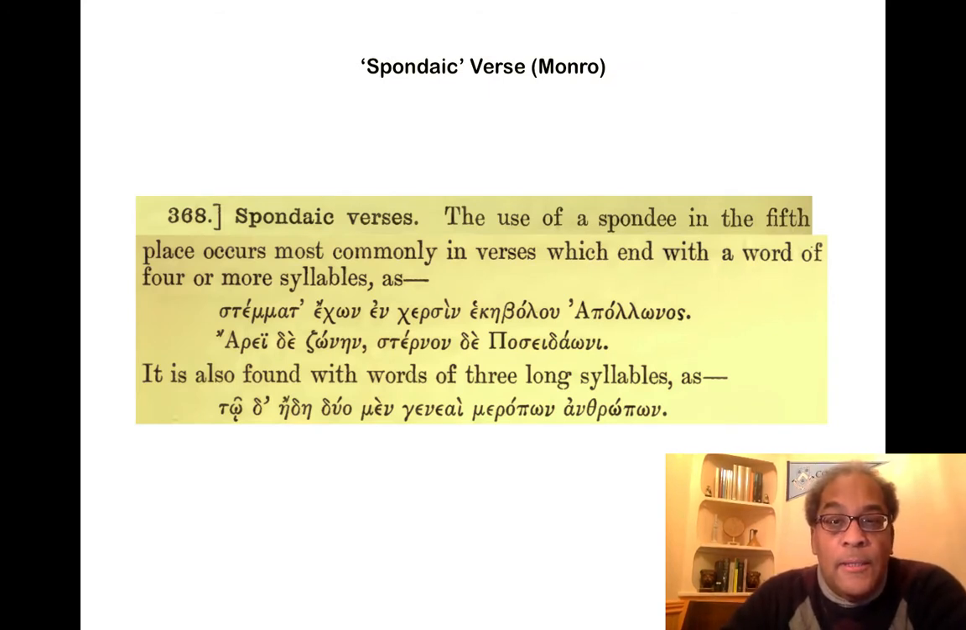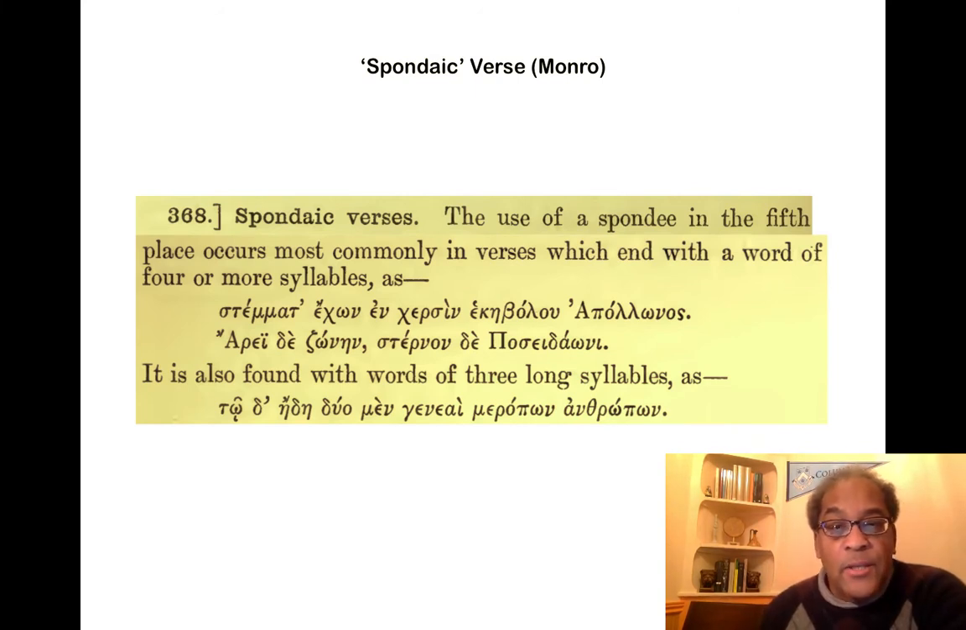Monro describes them this way. The use of a spondee in the fifth place occurs most commonly in verses which end with a word of 4 or more syllables, as in "Stematekon en kesen, hekebolu Apollonos, Areides done, sternon de Poseidaone." And so we see that final word has 4 or more syllables in each of those verses.